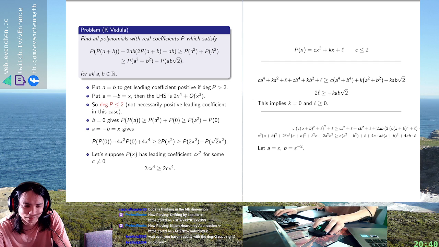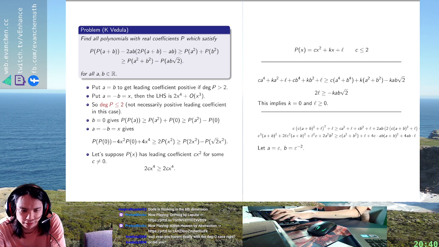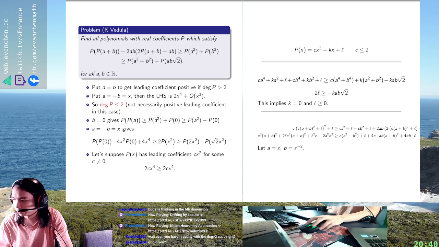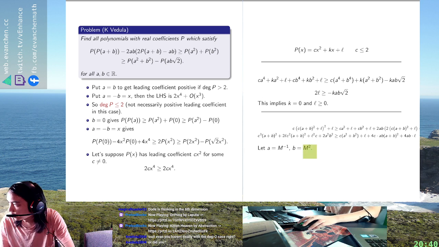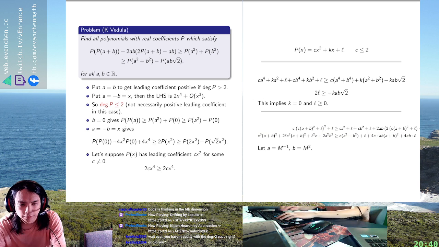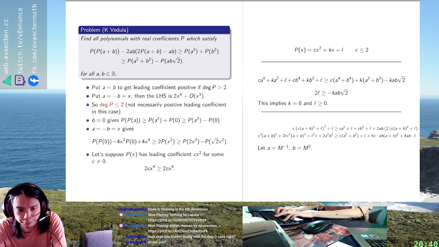actually this is more confusing if I use epsilon. I'm going to use m for m large. So m inverse and then m squared or something. So then this term is degree m to the 4, this term is degree m to the 2, but this term is degree m to the 5. Yeah, there we go. So this term dominates. a b (a plus b) squared dominates.